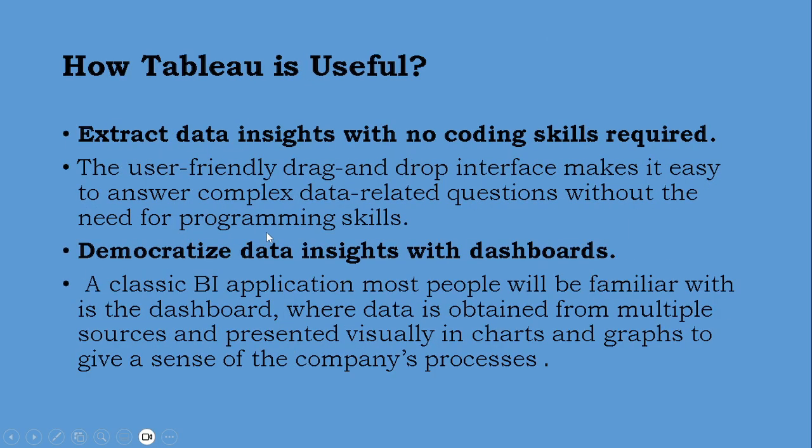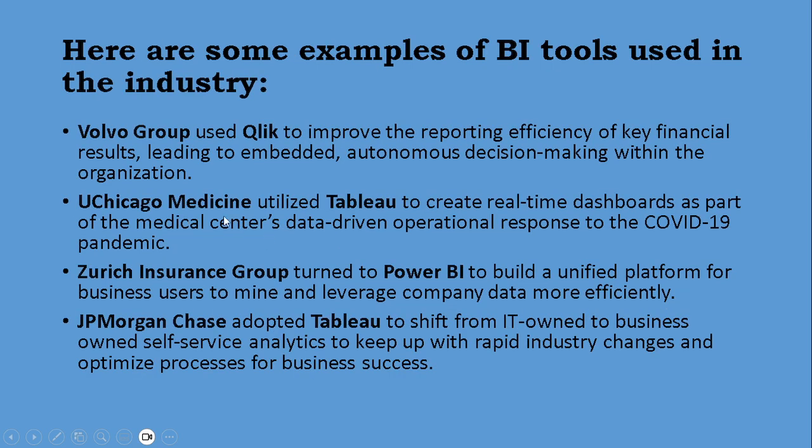Sorry, I just moved very fast. So we have UChicago Medicine, they use Tableau. We have Zurich Insurance Group, they use Power BI. And then we have JP Morgan Chase, they use Tableau in this case. So we see these are the main tools being used in the industry, and being able to understand and know how to use them is critical at this time.